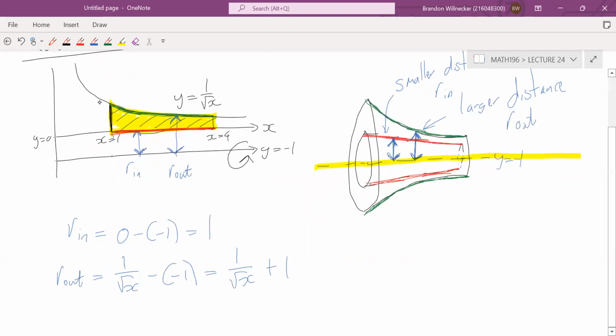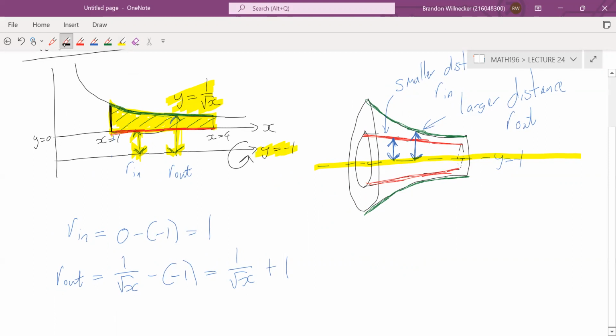So we've got the inner radius and the outer radius, and we're looking for this distance. How do we find distances? Well, we take the bigger one minus the smaller one. So we have at the top y equals 0 minus -1, so this distance is 1. What about the outer radius? We take the bigger y value minus the smaller y value. That gives us this distance over here. So it's the bigger y value, which is 1 over root x, minus the smaller y value, which is minus 1, and the minus makes a plus. So we get 1 over root x plus 1.